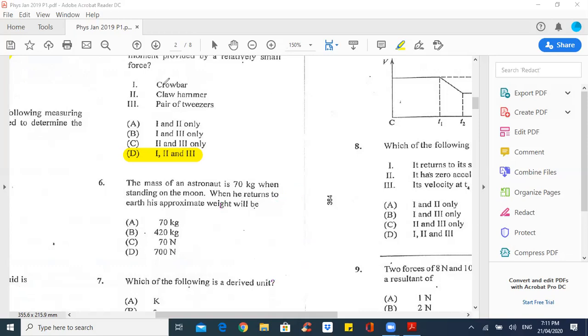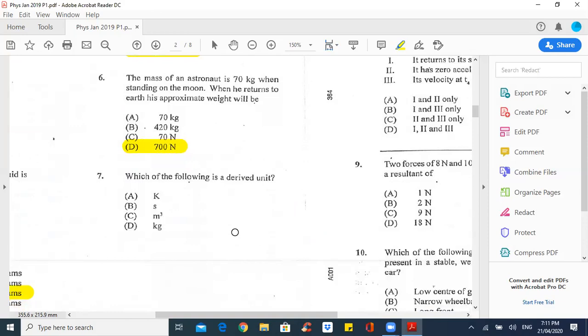So that's what we mean by that. So your answer should be 700 Newtons, D. This was a repeat question for one of the years as well.